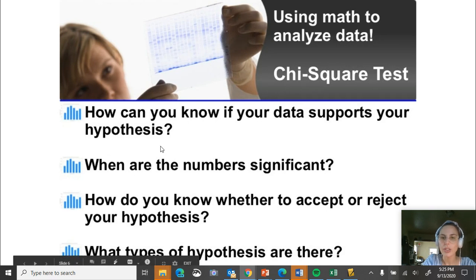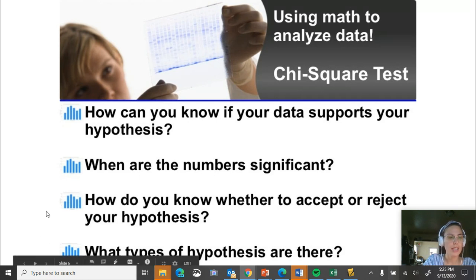Okay, how can you know if your data supports your hypothesis? When are the numbers significant? How do you know whether to accept or reject your hypothesis? And then what types of hypotheses are there?